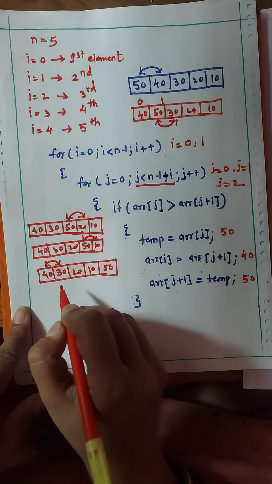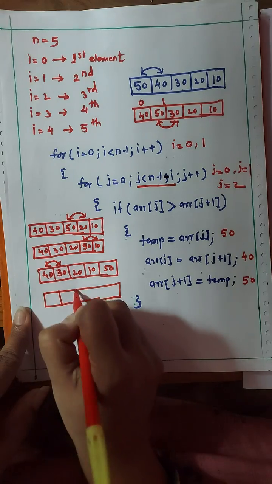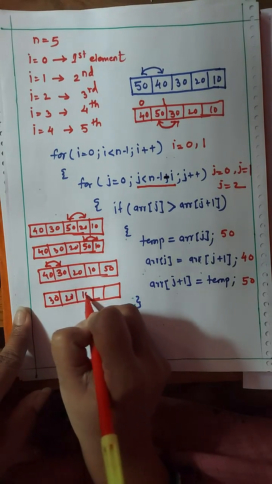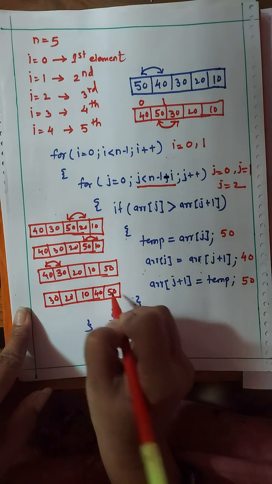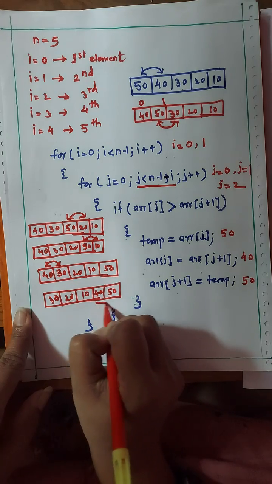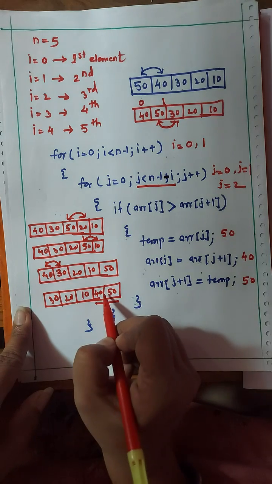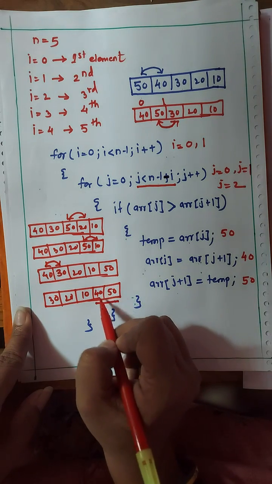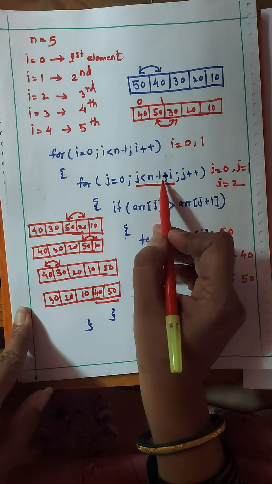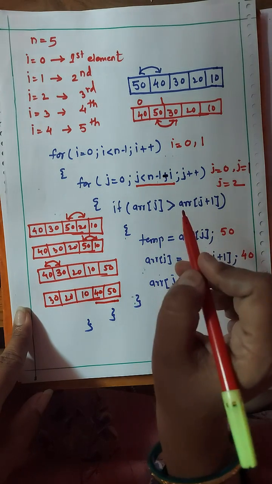While sorting in the second iteration, the array will look like 30, 20, 10, 40 and 50. The two elements 40 and 50 are automatically sorted. Why is this sorted element not considered again in the sorting? Because we take the condition j less than n minus 1 minus I for this sorting technique.